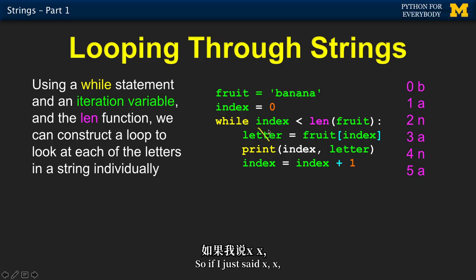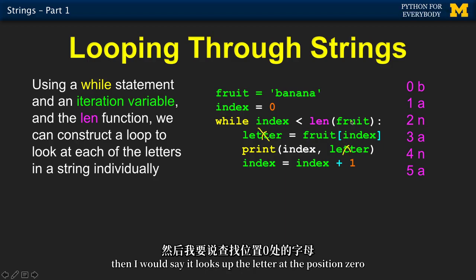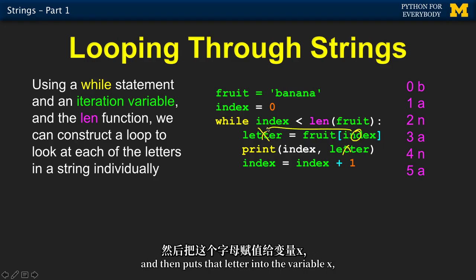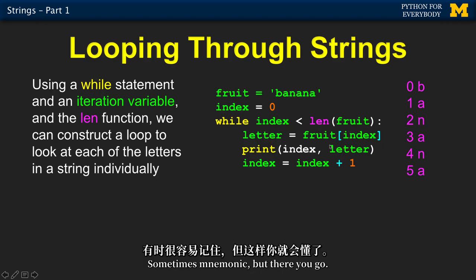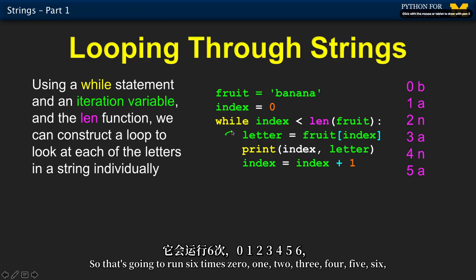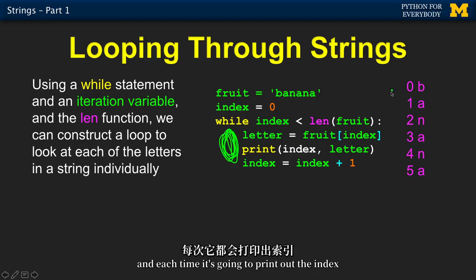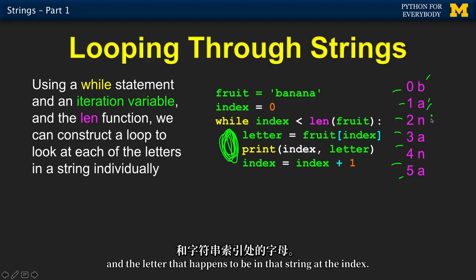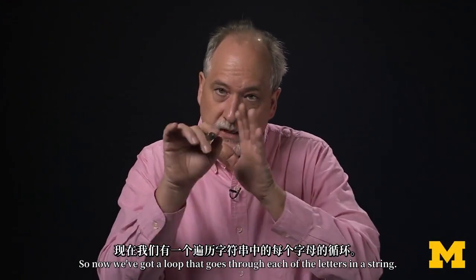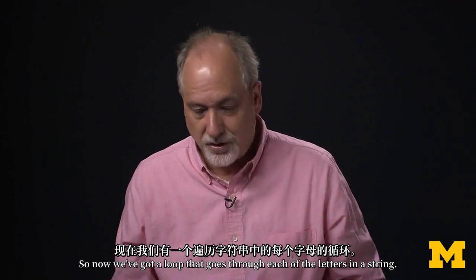So if I just said x, it looks up the letter at position 0 and then puts that letter into the variable x, and then we print out the variable x. Sometimes mnemonic, but there you go. So this is going to run 6 times: 0, 1, 2, 3, 4, 5, and each time it's going to print out the index and the letter that happens to be in that string at the index. So now we've got a loop that goes through each of the letters in a string.